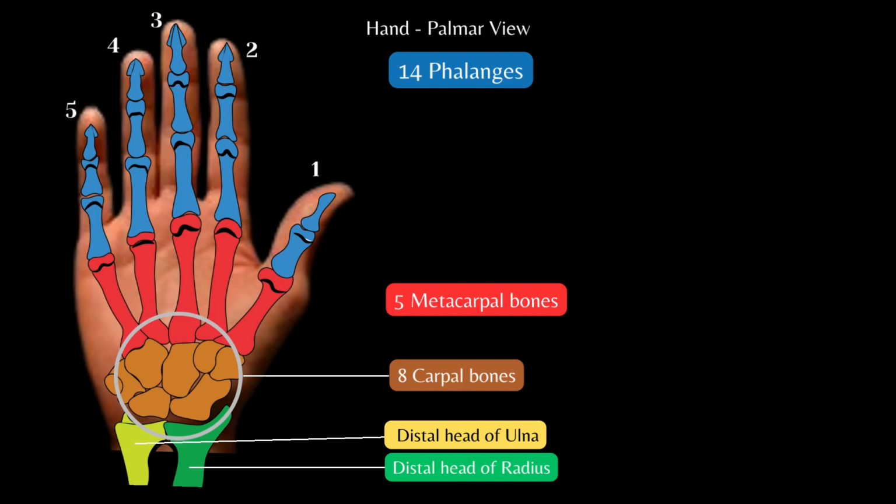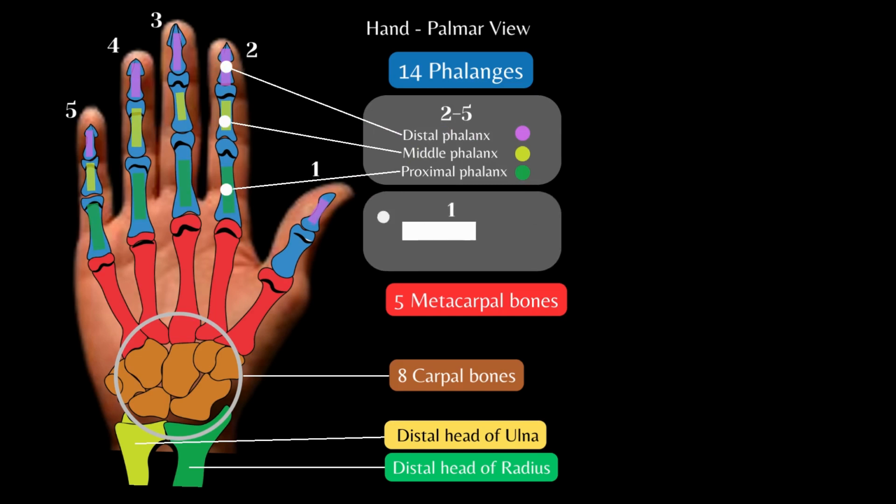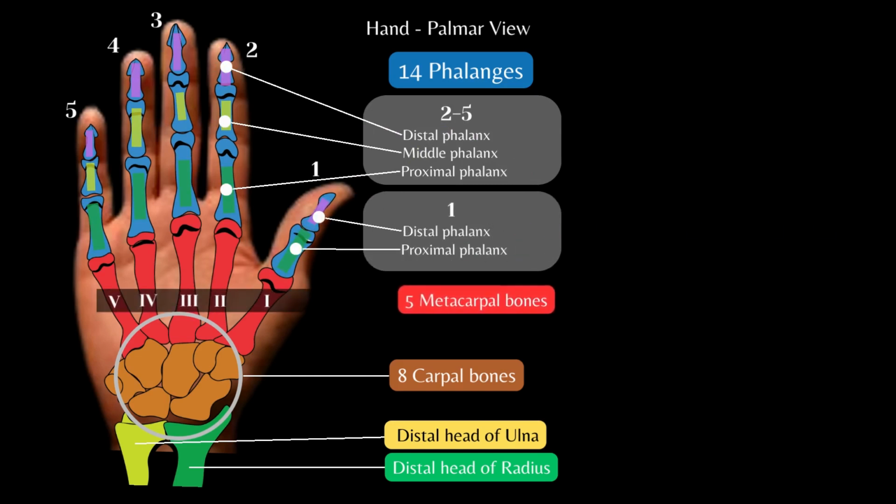The phalanges of the second through to fifth fingers are made up of 3 long bones, the distal, middle, and proximal phalanges, while the first finger or thumb only has a distal and proximal phalanx. The 5 metacarpal bones are numbered from 1 to 5 in the same order as their corresponding fingers. These 5 metacarpal bones form the palm of the hand.